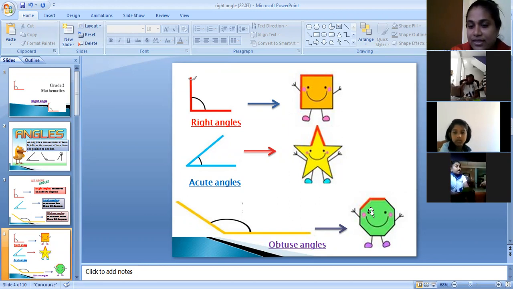If it is 90 degrees, it should come like this. Now this is a little bit bigger than 90 degrees. So we call these angles obtuse angles. Obtuse angles.